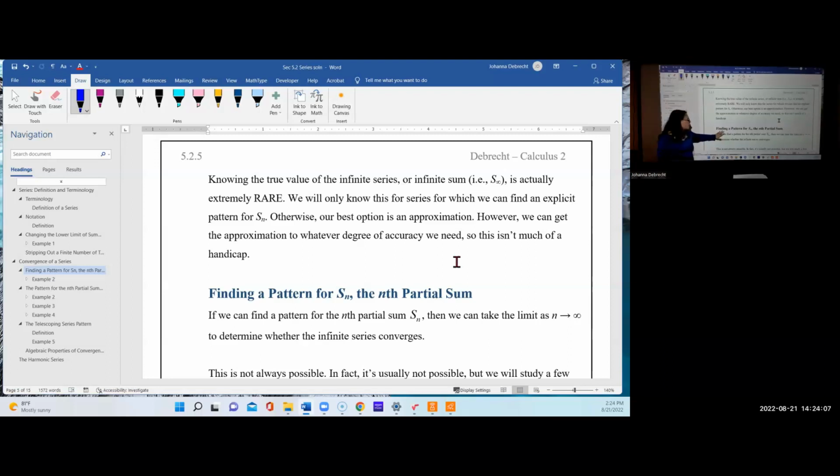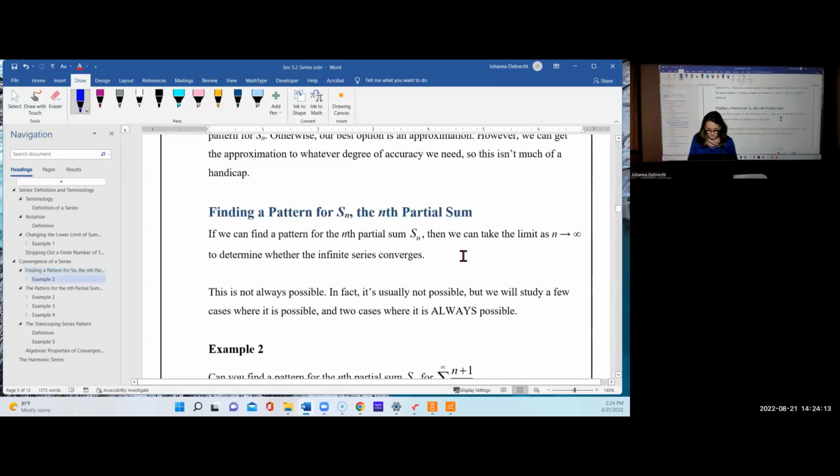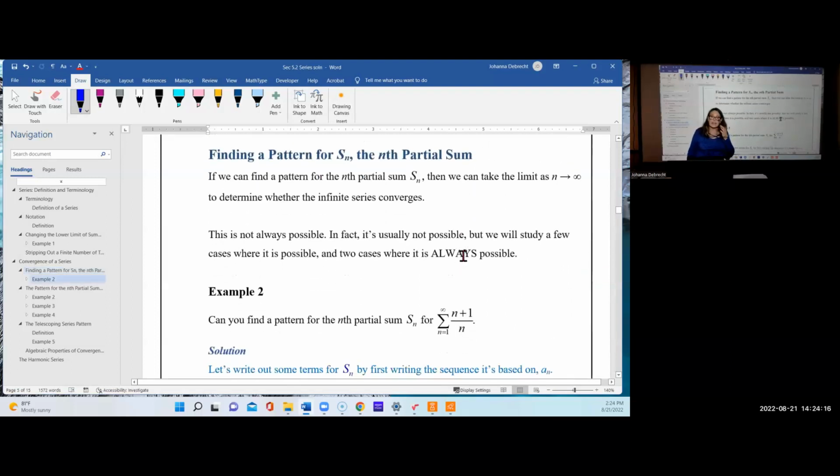Before we get that far, we want to take a look at the patterns for S sub n, this nth partial sum. If we can take this S sub n and find a pattern for it, and by pattern, we really mean a formula for S sub n in terms of the subscript n, then we should be able to take the limit of it as n goes to infinity, and then we can find the value. So if we're looking at example 2, can we find a pattern for the nth partial sum S sub n for the sum of (n plus 1) divided by n? And this is a sum starting at n equal 1.